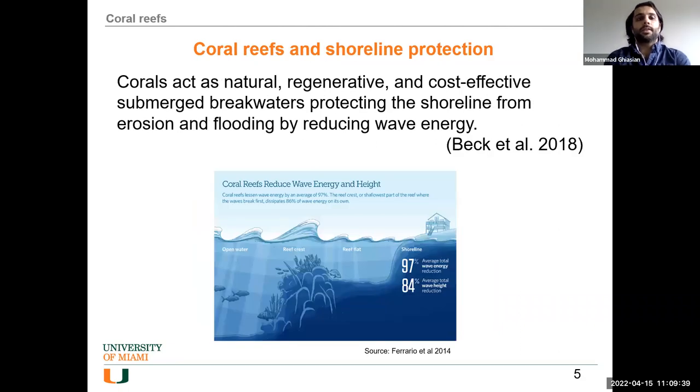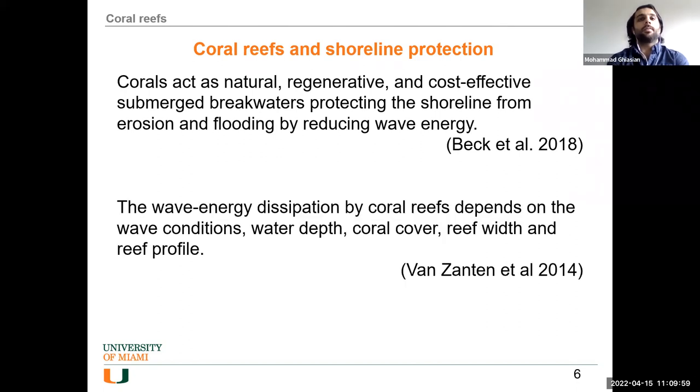Now going back to the first objective, coral reef, we wanted to see how we can quantify, how we can develop our method for it. First of all, coral reefs have been shown to dissipate wave energy, up to 97%. However, this depends on different parameters that include the structural characteristics of the coral reef structures, like coral cover, coral reef width, and reef profile, and also the hydrodynamic conditions, such as wave conditions and water depths.